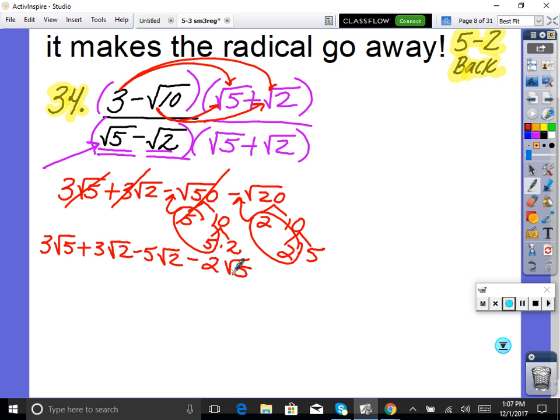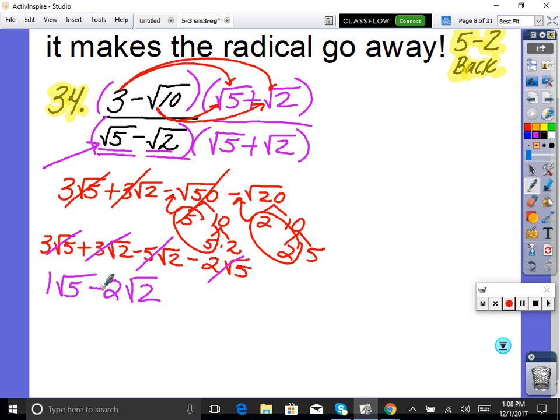So now we can combine like terms on top. So let's go ahead and do that. So let's start with root 5s. 3 root 5s minus 2 root 5s is how many root 5s? 1 root 5. We don't need to write 1, but yes, just making a point here. 3 root 2s minus 5 root 2s. And we know we can't combine these 2 things. So we've just multiplied out our numerator.